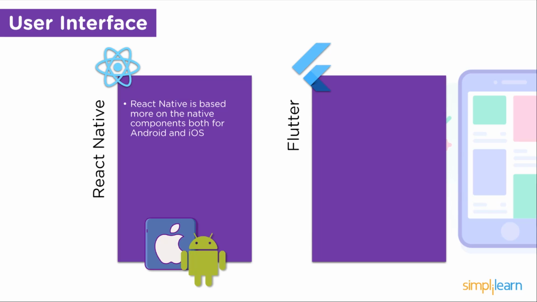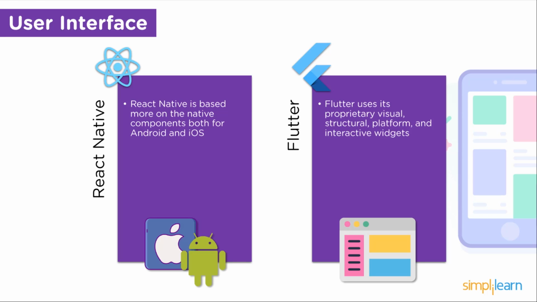From a UI perspective, React Native is based pretty much on native components for the Android and the iOS platform. Flutter, on the other hand, uses a very proprietary set of widgets, and it has its own page structure that needs to be set up. So it's a closed ecosystem as compared to an open ecosystem in React Native, which allows you to implement third-party widgets and UI frameworks as well.